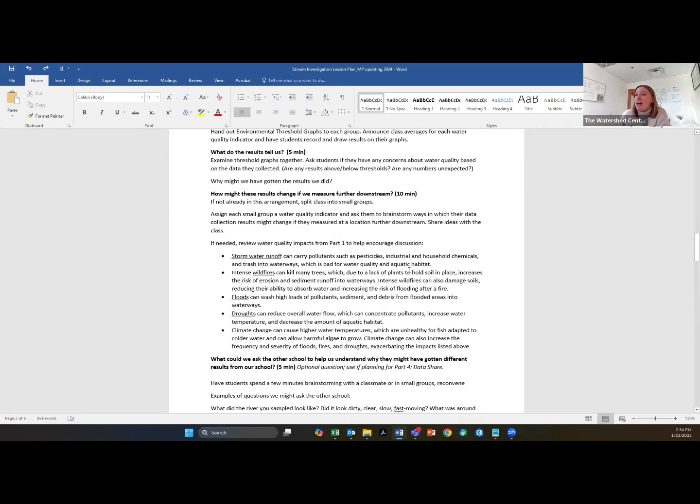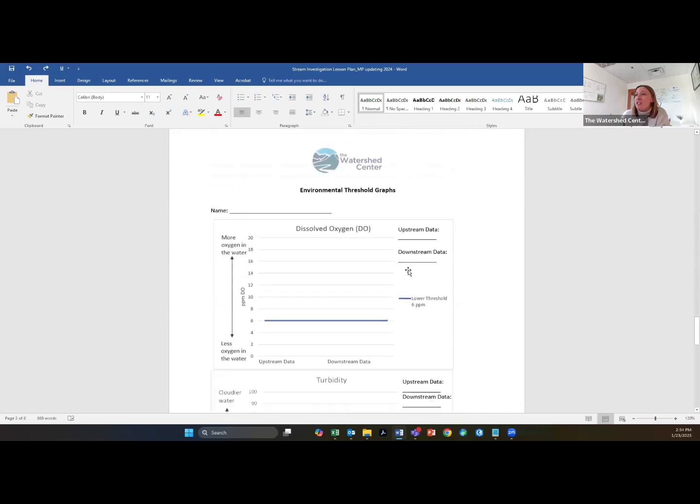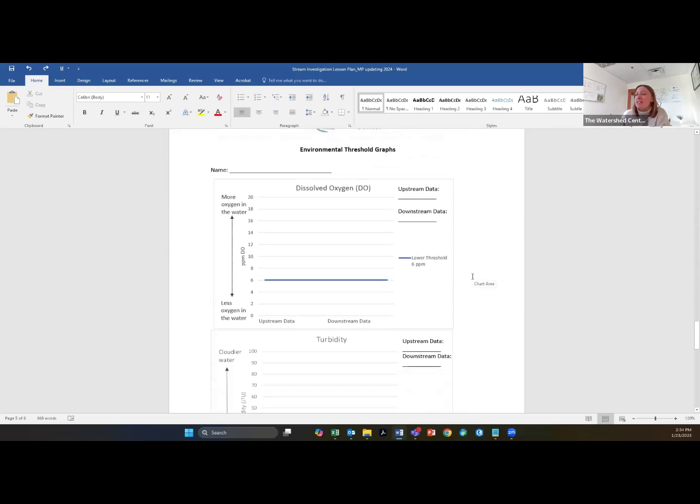And then I'm going to scroll down to the worksheet that you'll complete with students. So this is the worksheet that you'll hand out during class. This is the section of what did we find. So students will put their name, and then for this section, or for this day rather, they only have their own class's data. So there is a spot for the another class or another school to fill out upstream or downstream.